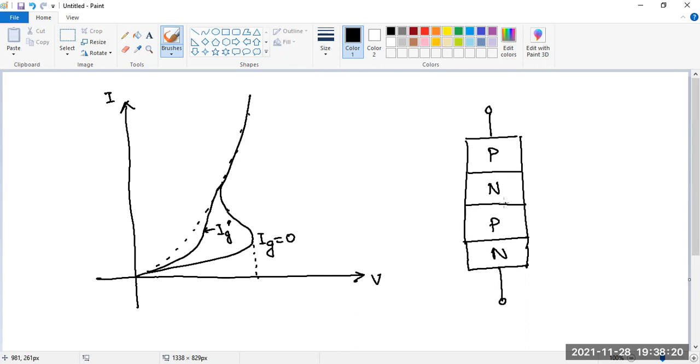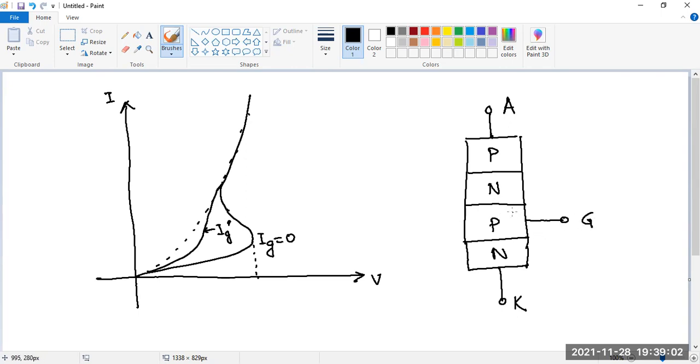So these are the anode and cathode. Now, what is the gate terminal? Which is the anode and which is the cathode in this case? P side is the anode and N side is the cathode. And which is the gate? The other P. So this is the gate terminal.